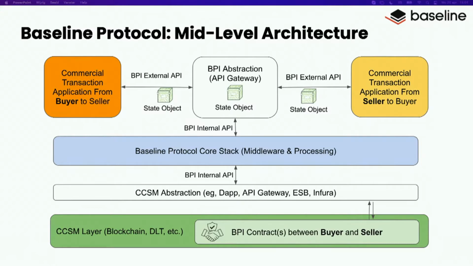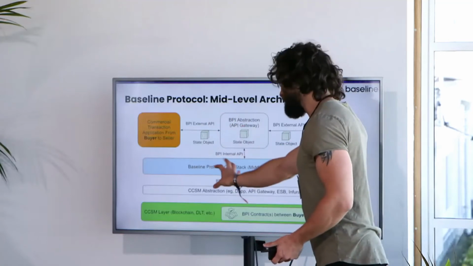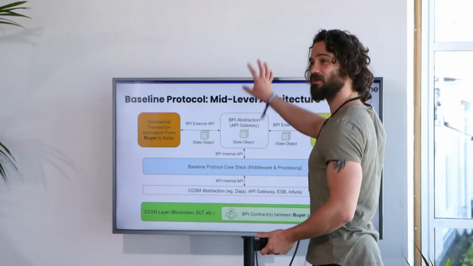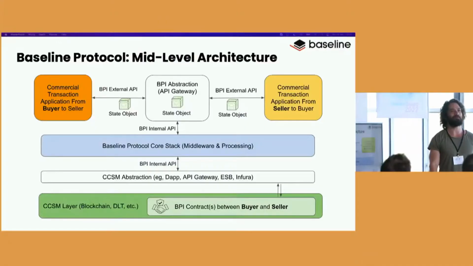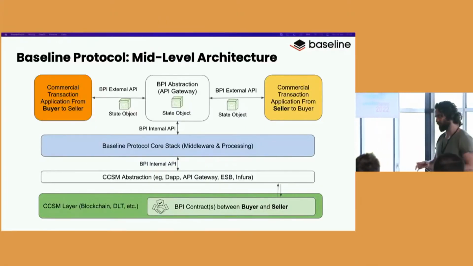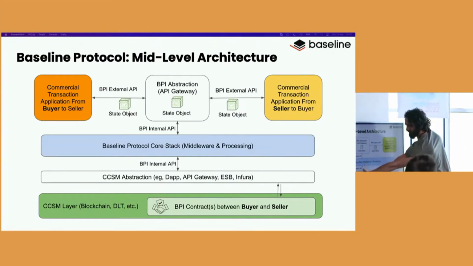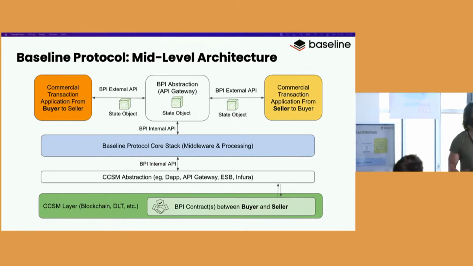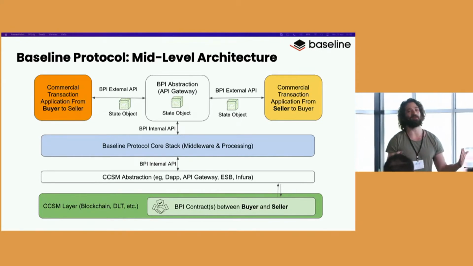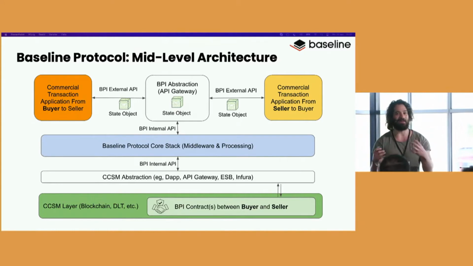And then the seller, same thing, maybe some proxy, a connector, and a legacy system off there. We have the state object, which is moving between them, but also through some baseline protocol core stack, that middleware and processing that we've discussed, how to think of that shared state machine. It's also communicating with these internal APIs through the CCSM abstraction, which we can think of as housing our BPI contracts, the agreements we've made between parties that dictate how they interact.